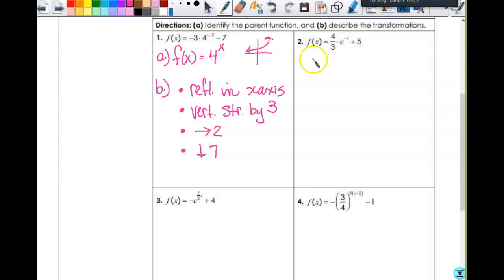All right, so then let's look at number 2. So I first have to find the parent function. So that's f of x. The base of the exponent is e, so it's e to the x. Still looks just like that with a little sketch. Then I need to figure out how many transformations are happening. I have a 4/3, a negative, and a 5, so that's a total of 3.